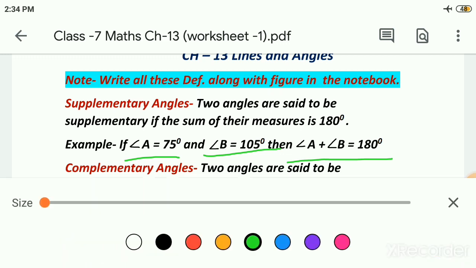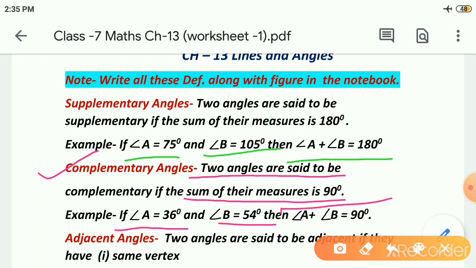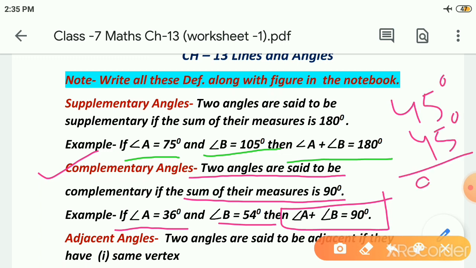In the same way, we have to study complementary angles. Here the only difference is that the sum of their measures is 90 degrees. So two angles such that their sum is 90 degrees, like angle A 36 and angle B 54 degrees. When we add, we get 90 degrees. In the same way, if one angle is 45 degrees and the other is also 45 degrees, their sum will become 90 degrees. These are also complementary angles.